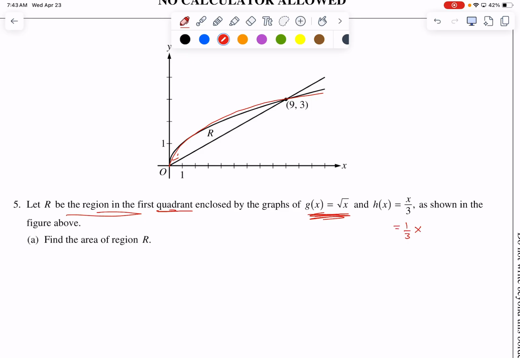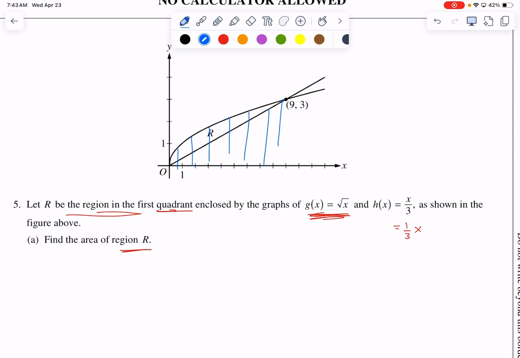1/3. So that's a line with a slope of 1/3. And so we're talking about this region R. To find that region R, if you find the area under the curve, here's the problem. If I do the area under the shooting star from 0 to 9, I get all of that.